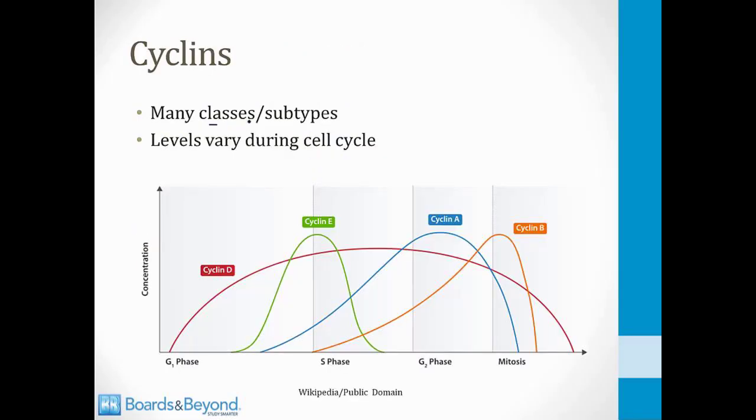There are many different classes and subtypes of cyclins that have been described, and all of their levels vary during the cell cycle. Shown on the screen is a picture you can find in many cell biology textbooks. This is the G1 phase on the left. Here's S phase, G2, and mitosis. And you can see that levels of the various cyclins are going up and down. And when the level goes up, that cyclin will activate a cyclin-dependent kinase, and that will drive the cell through the next phase of the cell cycle.